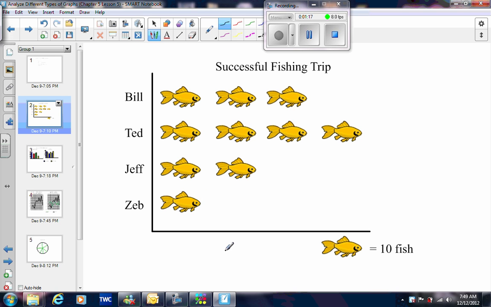Many times you'll see a portion of a fish, for instance. I didn't put any in this particular one, but if you had just a half of a fish, then you would know that that would be 5 fish instead of 10 fish. And so that's how the pictograph works.